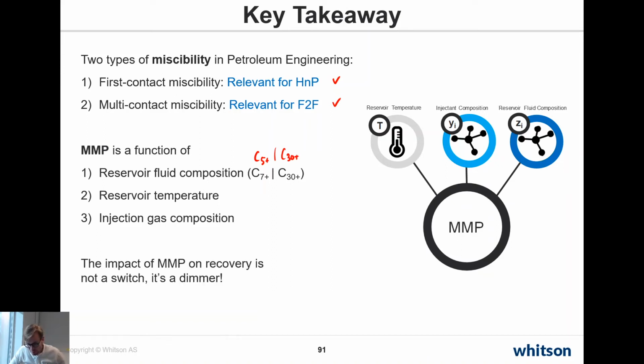And the impact that MMP has on recovery is not a switch, but it is a dimmer. And that's very, very important to know and to communicate to the rest of the technical community, and to managers and decision makers in general, in my opinion at least.